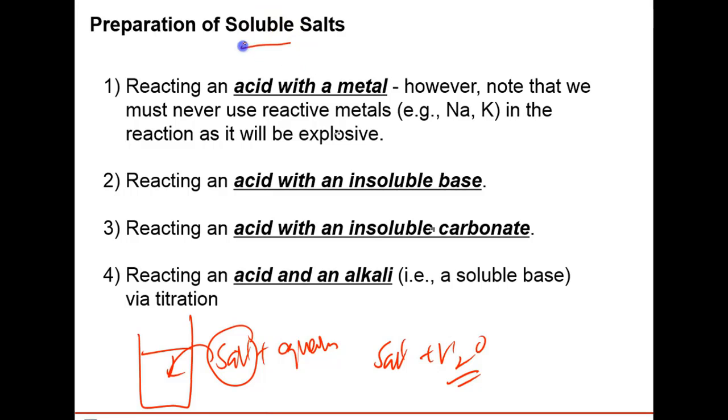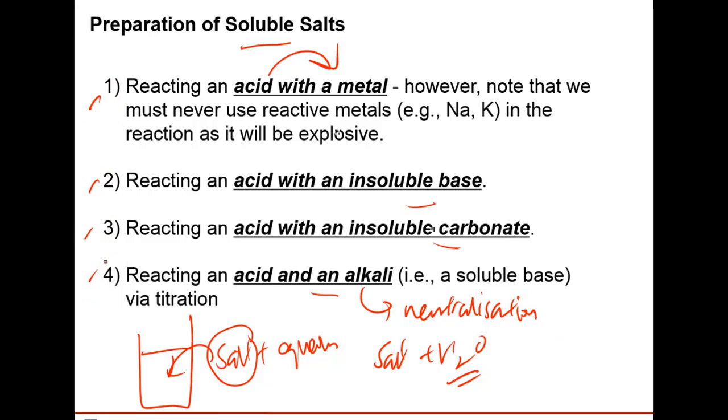Right, so there are 4 methods to prepare soluble salts. Acid metal reaction, but of course we cannot react a very reactive metal with acid. For example, sodium, potassium, we cannot do this. We don't react the reactive metals with acid directly. We can do an acid and insoluble base, acid and insoluble carbonate, and an acid alkali reaction. This is also called neutralization, if you recall. So these 4 methods here may look a bit scary. Don't worry, we'll go through them one by one.